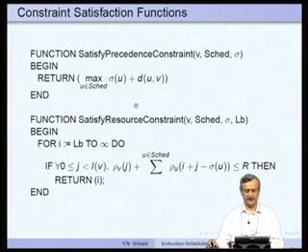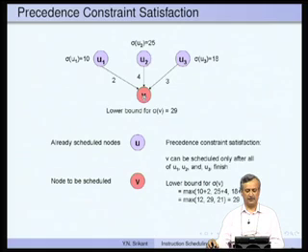The precedence constraints and resource constraints are quite straightforward. I already mentioned what they are. So, let us look at a picture. V is the node, and sigma u1, sigma u2, sigma u3 are mentioned here as 10, 25 and 18. So, now what is the lower bound on sigma v, that is, the slot in which it can be scheduled?